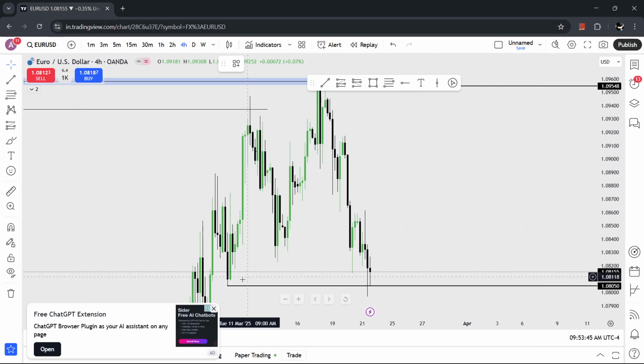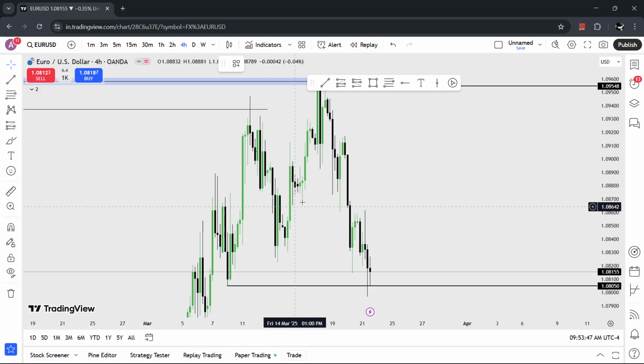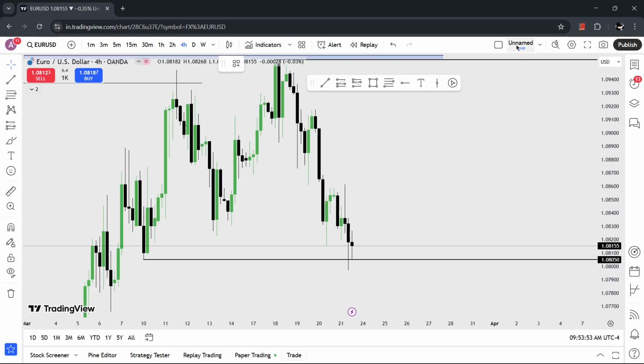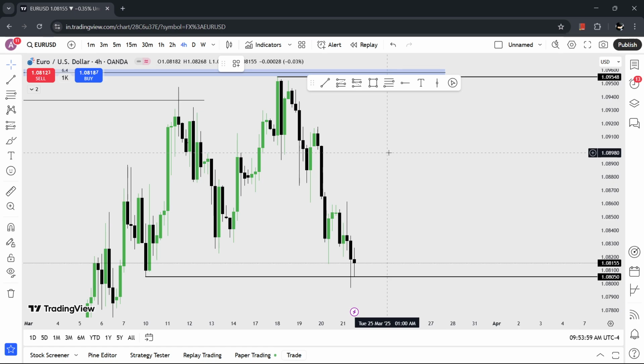So welcome back, guys. In this video, we'll be discussing the trade setup that I haven't taken in Euro, on the New York session, not in London, New York session. What you're seeing here is a 4-hour chart of Euro versus US dollar.